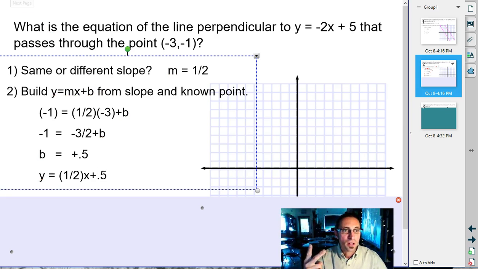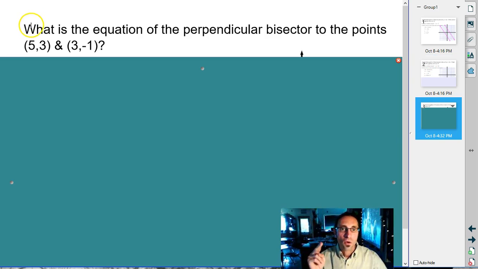You're doing great. The third thing I need to go over is, what is the equation of the perpendicular bisector to the points 5, 3, 3, negative 1? Now, this one's a little bigger. So what I'm saying is I have a segment that runs between these 2 points. What I need to do is to figure out the slope of that segment. I need to then figure out what the perpendicular slope would be. I need to pass it through the midpoint of those 2, and then I can build my equation.